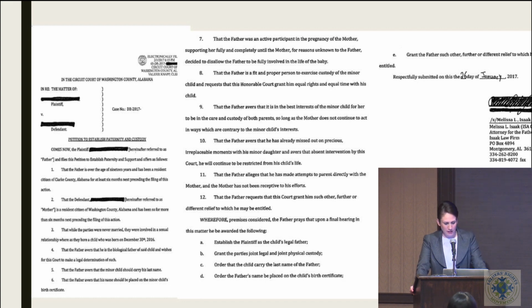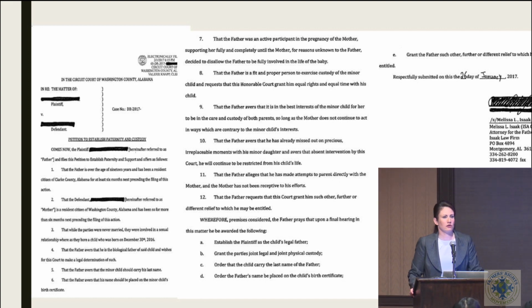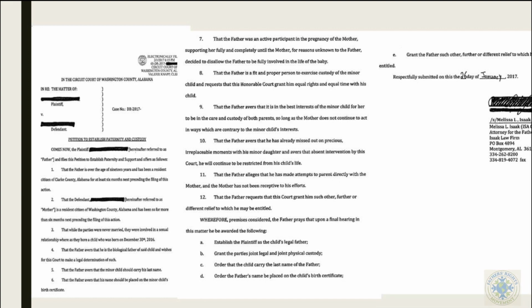Again, we put this paragraph in here that the father requests that the court grant him such other, further or different relief to which he may be entitled. Put that general paragraph in there so if the judge wants to give other relief, and the other attorney says, hey, judge, this isn't before the court, they didn't ask for this, it could fall under that paragraph.